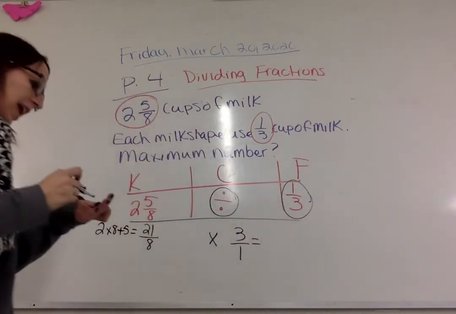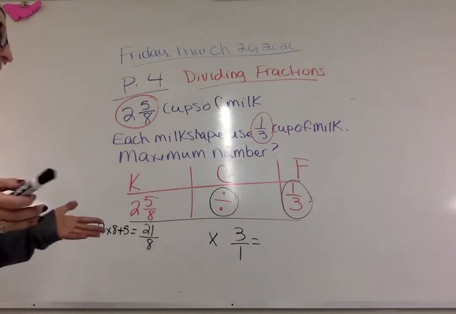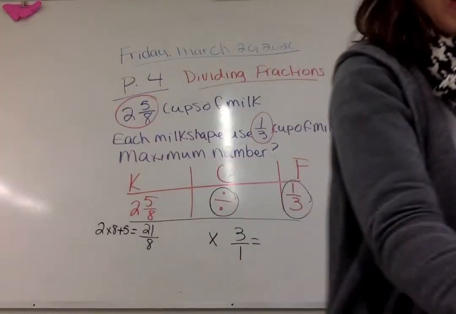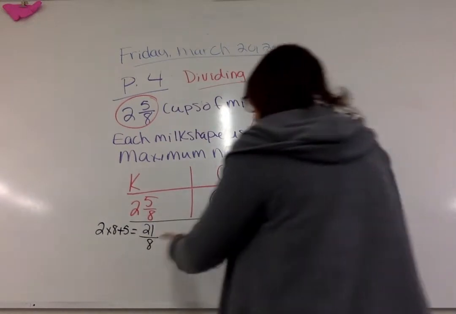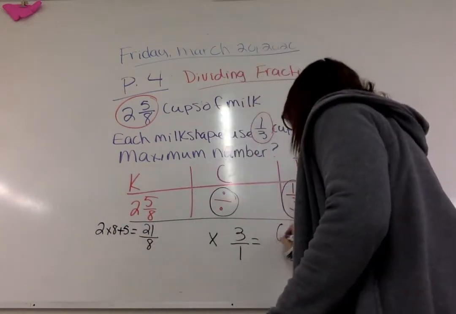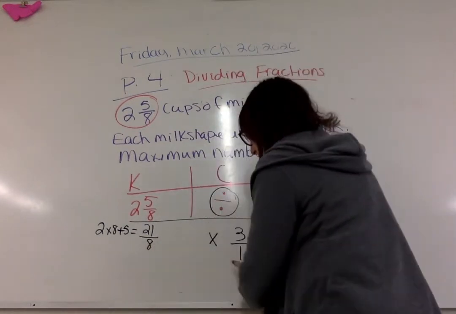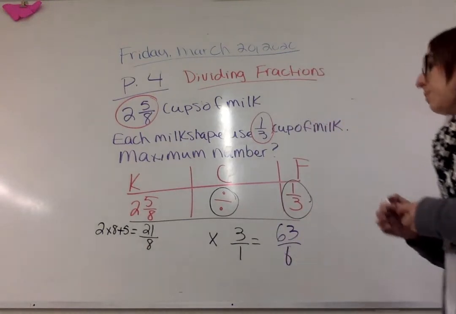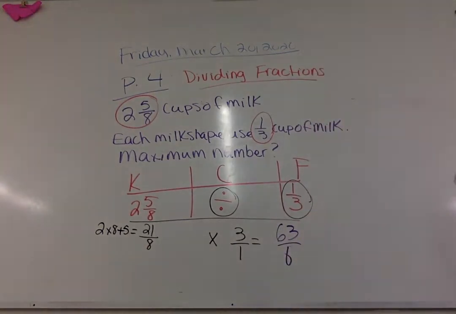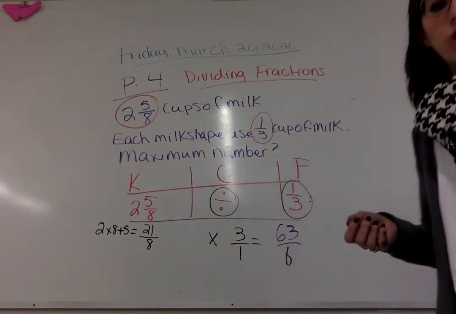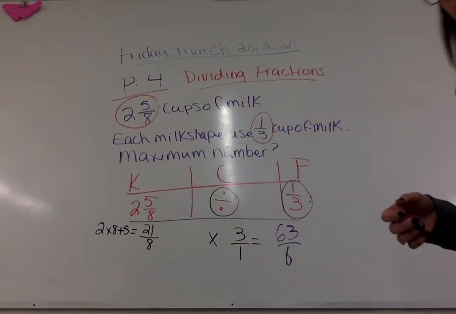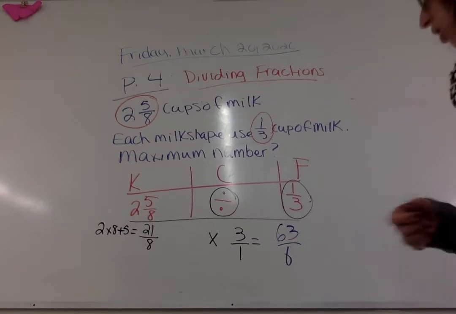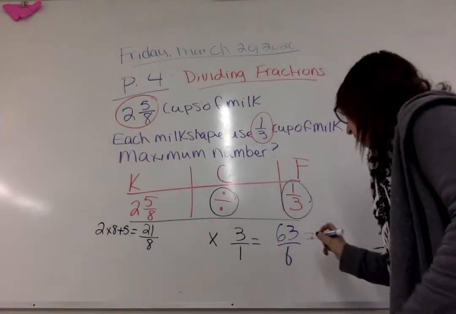And now I strictly have a multiplication problem with fractions. And all we got to do is multiply the numerators. 21 times 3 gives me 63, and 8 times 1, which is my denominator, gives me 8. I am not done because 63/8 can be simplified. That means I need to now turn it into a mixed number by dividing. The operation I do is division. So let's now turn this into a division problem.